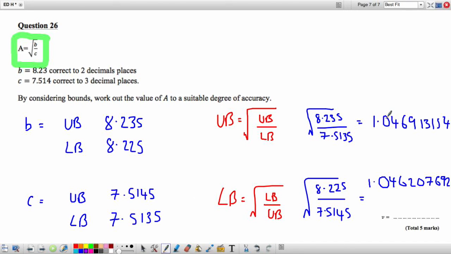So we're looking for where they round to the same number. So we look at 3 decimal places here. We can see here that this is a 9 and here this is a 2. This will stay at 6, but this will move up to 7. So that won't give us the same answer.